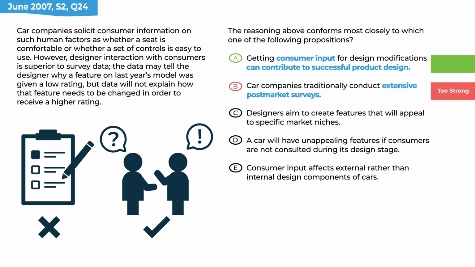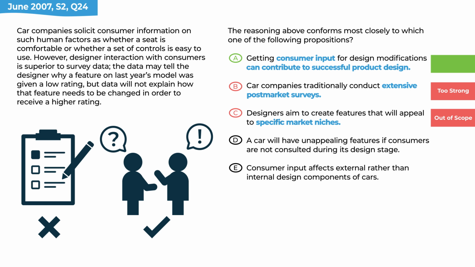Answer choice C says that designers aim to create features that will appeal to specific market niches. Well, the idea that we're talking about specific market niches, that was never discussed in the reasoning, so that's out of scope. Answer choice D says that a car will have unappealing features if consumers are not consulted during its design stage.